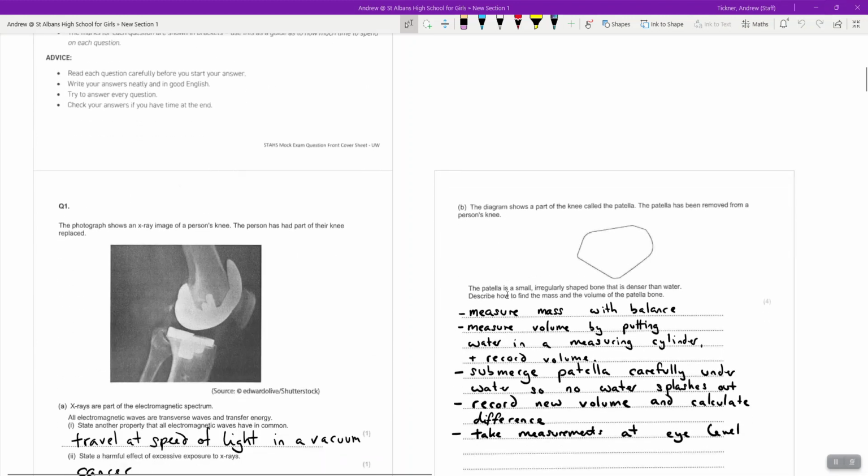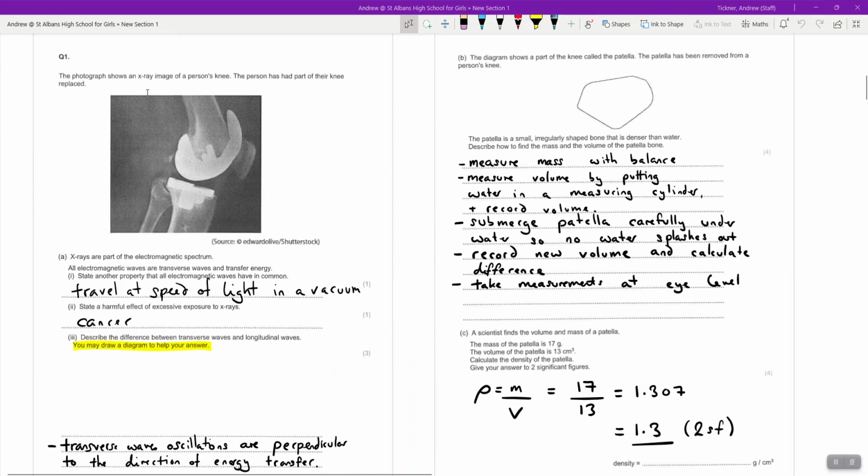Right, okay, so question one, we've got a photograph. This is an X-ray image of a person's knee. The person has had part of their knee replaced. X-rays are part of the EM spectrum. State another property that all electromagnetic waves have in common. This is a recall sort of question.